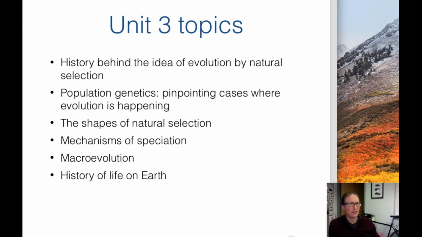So here's a list of the major topics we're going to cover through the rest of the semester. In this video, I'm going to talk about the history behind the idea of evolution by natural selection. From there, we're going to take a look at some population genetics, roll up our sleeves, and learn how to pinpoint cases where evolution is happening and where other interesting associated events are taking place. Then we'll explore the different shapes of natural selection. We'll talk about mechanisms of speciation. We'll zoom out and then start talking about macroevolution, and we're going to conclude talking about the history of life on Earth, and a bit about human history as well, evolutionary history.